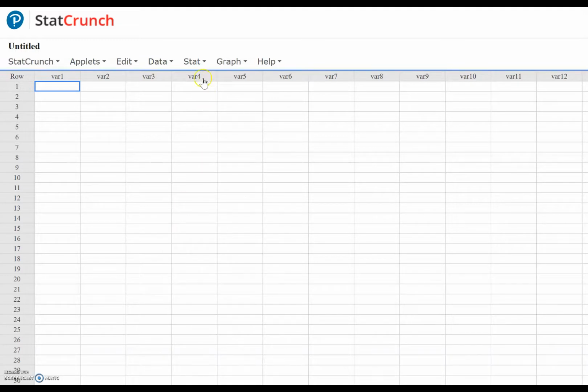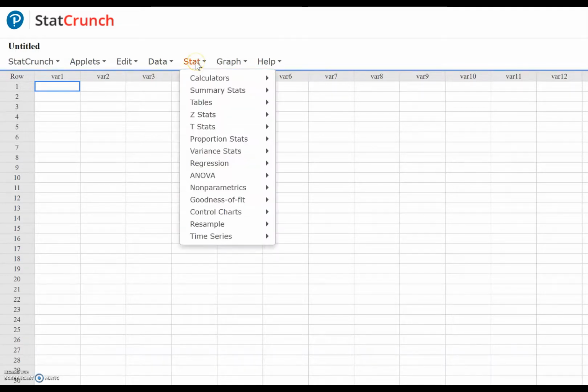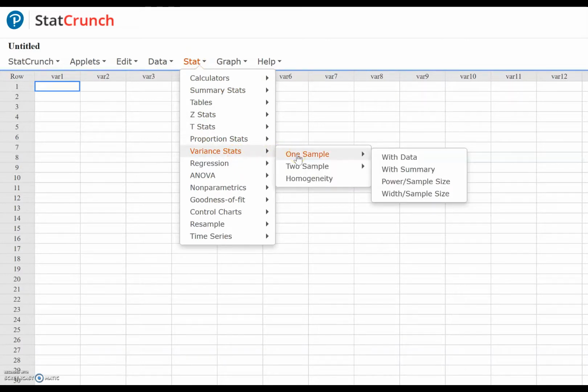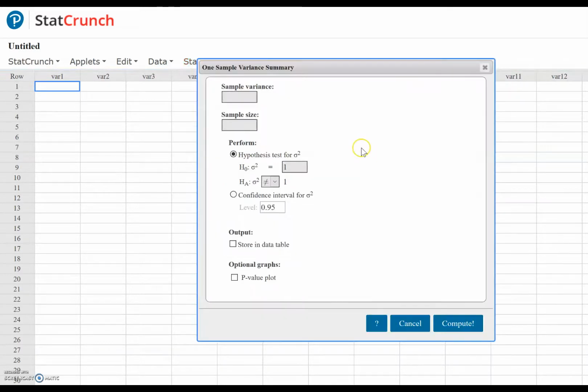All right, so I've got StatCrunch open here. In order to do this problem, we're going to go to our Stat menu, Variance Stats, One Sample With Summary. Now, when this window pops up, you have to be very careful and pay attention. Notice that it asks me for my sample variance. It's not asking me for my sample standard deviation, it wants the variance. Our problem only gave us the sample standard deviation, so we have to do a side computation to turn that into the variance, and our variance is just our standard deviation squared.